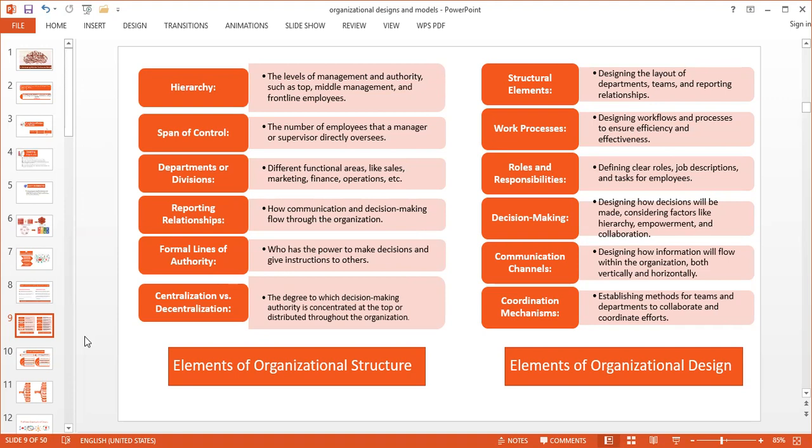Fourth is reporting relationship, how communication and decision making flow through the organization, and formal lines of authority, who has the power to make decisions and give instructions to others. The last one is centralization versus decentralization, the degree to which decision-making authority is concentrated at the top or distributed throughout the organization. The key elements of organizational design are structural element, work processes, roles and responsibilities, decision making, communication channels, and coordination mechanisms.